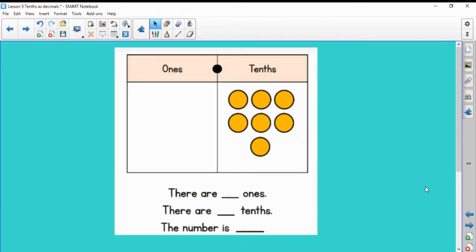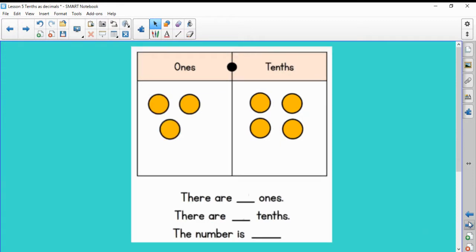Let's have a go at this one. How many ones are there? That's right, there are 0 ones. And how many tenths are there? 7 tenths. So how can we write this number using decimals? That's correct. The number is 0.7.